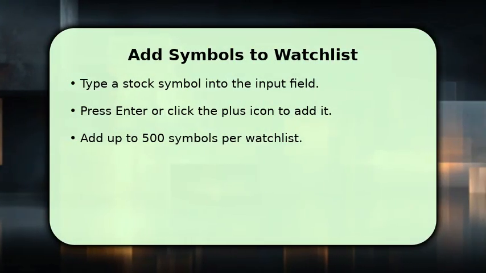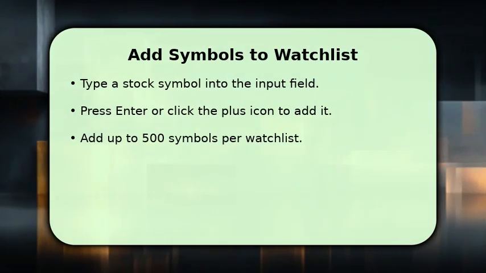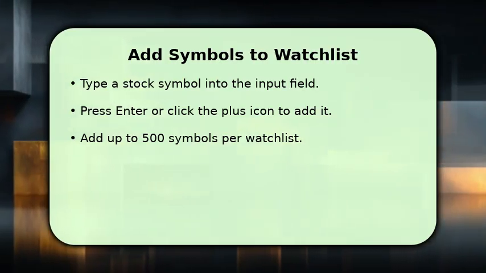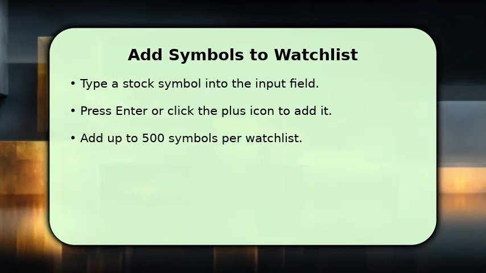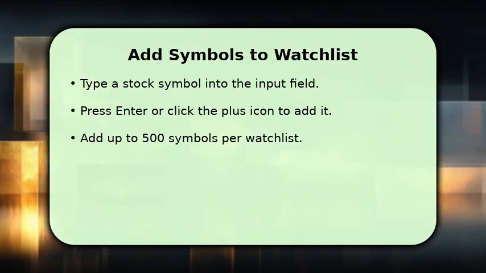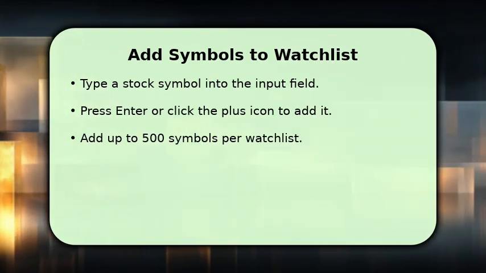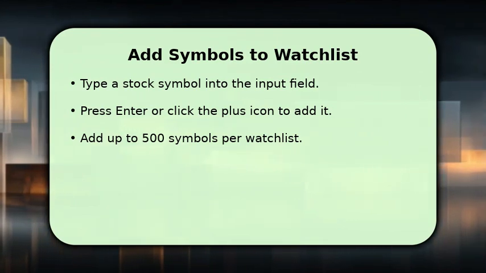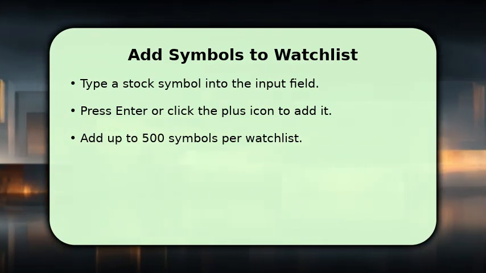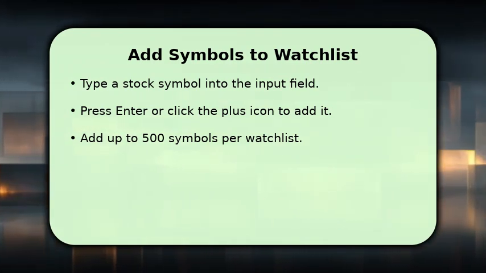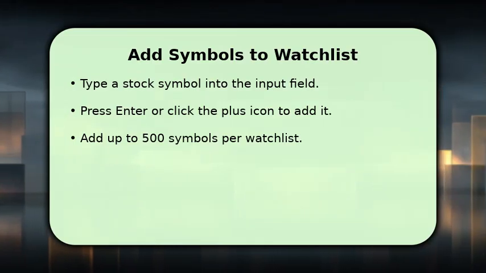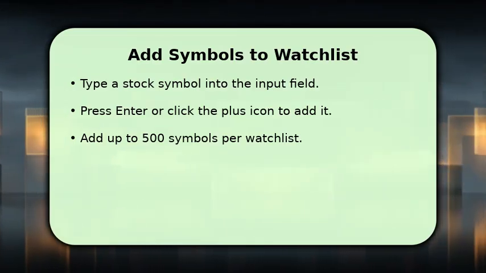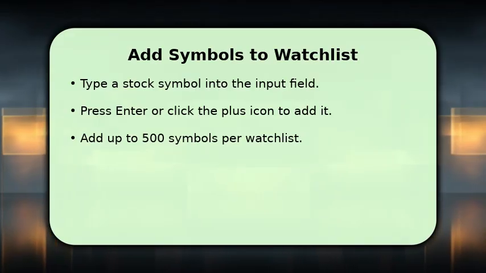Once your new watch list is named, you can start adding symbols. Simply type the ticker symbol of a stock, ETF, or other security into the empty input field at the bottom of your watch list. After typing, press Enter on your keyboard or click the small plus icon next to the input box. You can add hundreds of symbols, allowing for comprehensive tracking of your desired assets. It's quick and easy to populate your list.